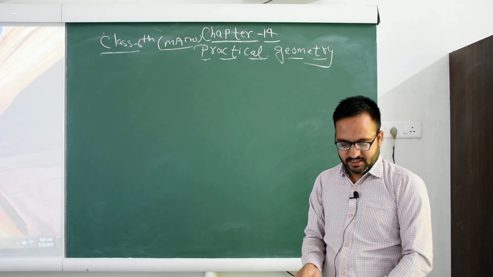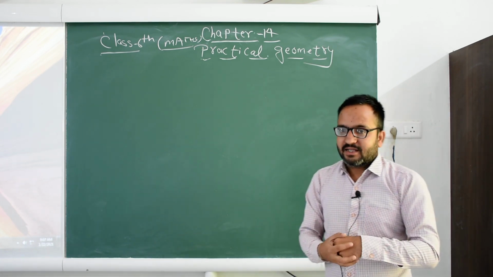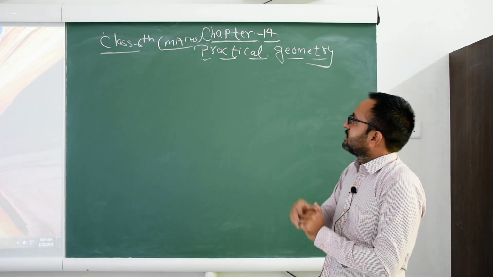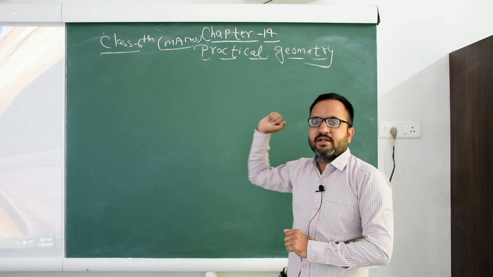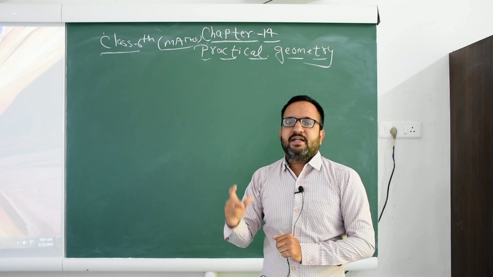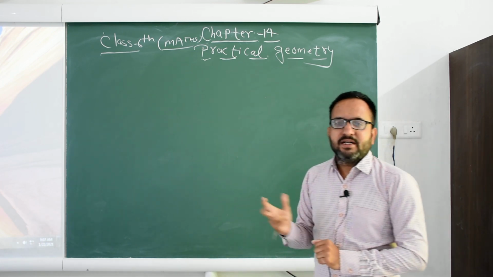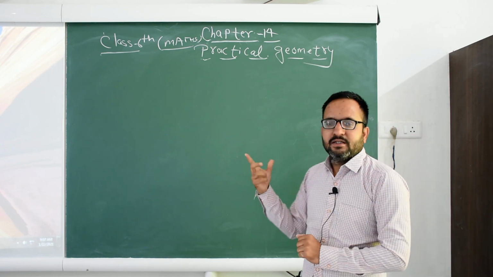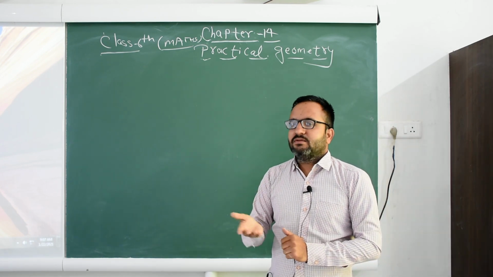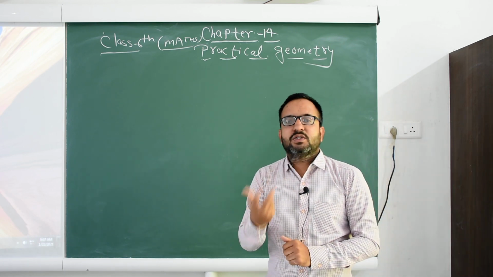Today we are going to start chapter number 14. It is the last chapter of your class 6 notebook and the chapter name is Practical Geometry. In this chapter we discuss how to construct different types of shapes like circles and line segments. So first of all I introduce this chapter with instruments.